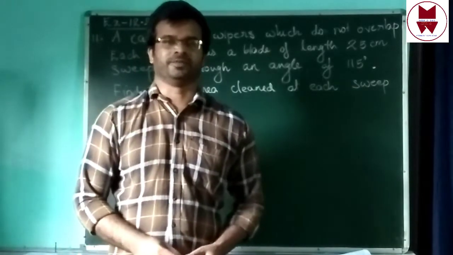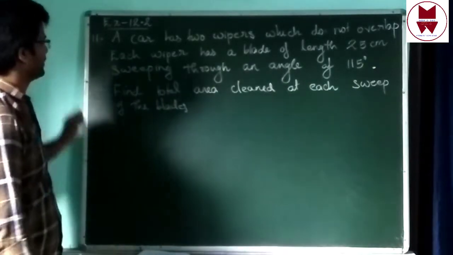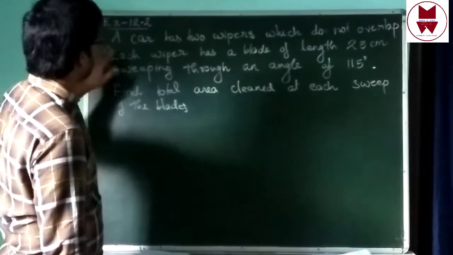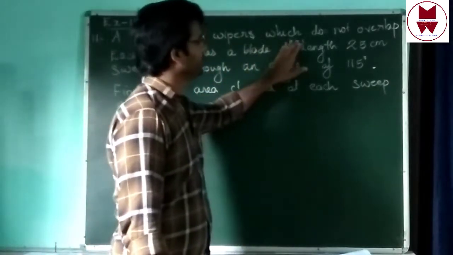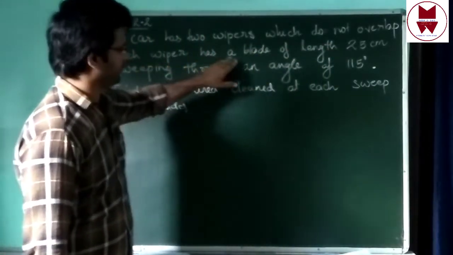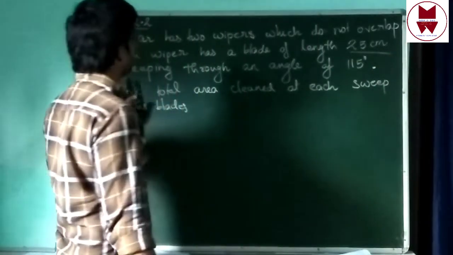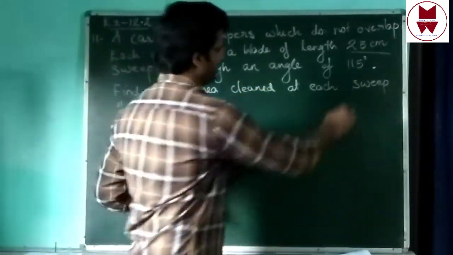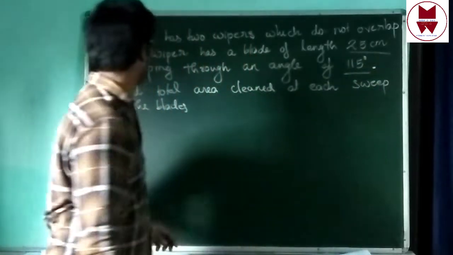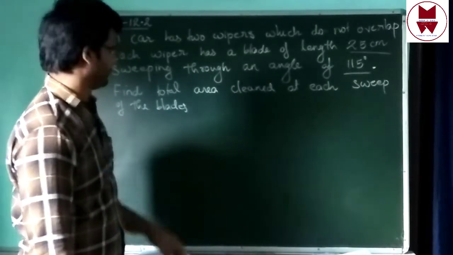Hi students, today we can study exercise 12.2 question number 11. Our question is, a car has two wipers which do not overlap. Each wiper has a blade of length 25 centimeter sweeping through an angle of 115 degrees. Find total area cleaned at each sweep of the blade.